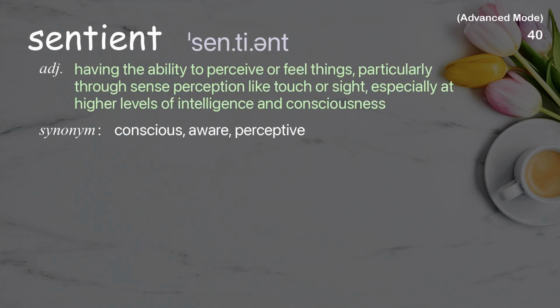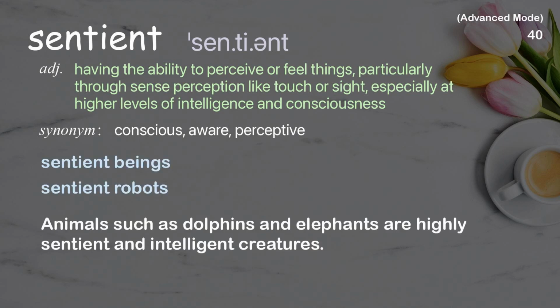Sentient. Having the ability to perceive or feel things, particularly through sense perception like touch or sight, especially at higher levels of intelligence and consciousness. Examples: Sentient beings. Sentient robots. Animals such as dolphins and elephants are highly sentient and intelligent creatures.